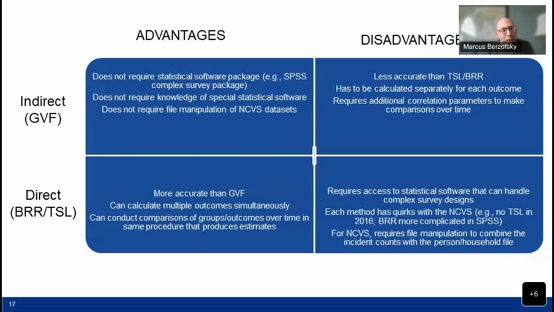Whereas on the direct side, some advantages: again, they're more accurate. They're specific, using the data specifically for the outcome that you're estimating. In a statistical procedure, you can list multiple outcomes simultaneously, look at domain estimates simultaneously, and do all that in one fell swoop.